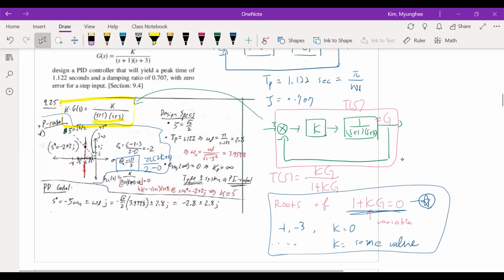And then let's look at the design spec. Using this damping ratio and the peak time, you can calculate the natural frequency, which means that you can calculate the real part, zeta omega n, plus omega d j. You know the zeta and the omega n, so you know this part. And you know the omega d because the peak time was given. Omega d is nothing but pi over Tp. And it turned out that the desired pole location should be negative 2.8 plus minus 2.8 j.